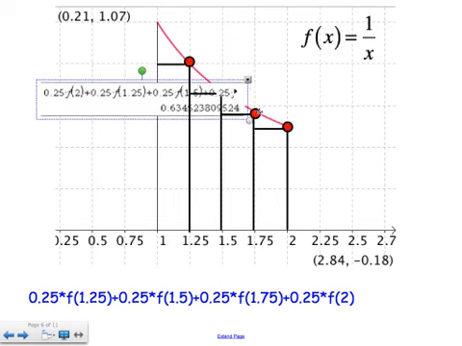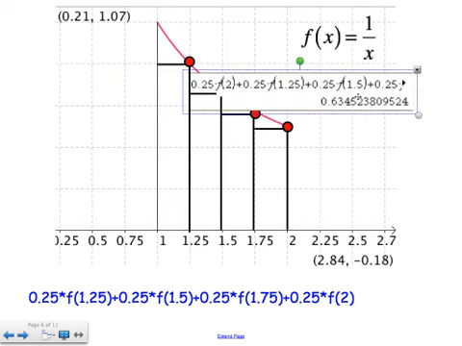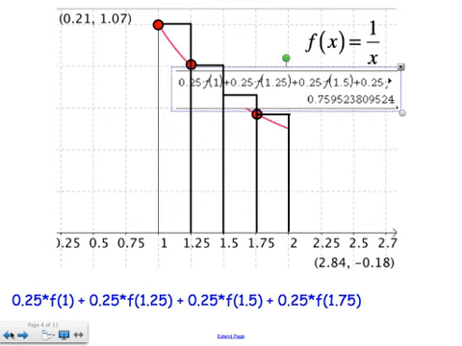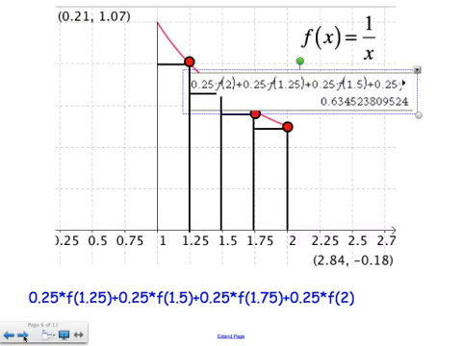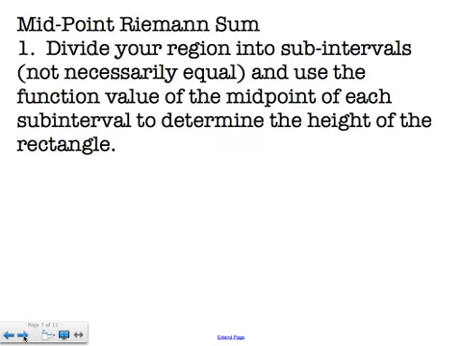So now we get 0.63452, etc. And this is going to be an under approximation to the true area. So far we're somewhere between 0.63 and 0.75. So we have kind of a bound for where the area really is. Pause the video and understand what a midpoint Riemann sum is.